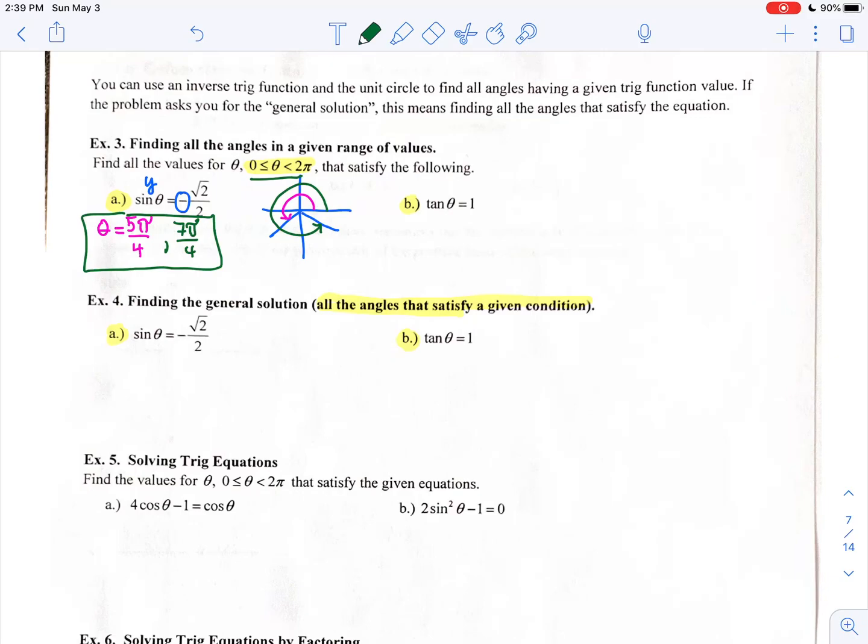For B, tangent of theta is equal to 1. We know tangent of theta equal to 1 gives us a reference angle of pi over 4 as well. So the reference angle is pi over 4. Which quadrants give us positive 1 as an answer for tangent? That would be an angle in quadrant 1, as well as, in All Students Take Calculus, the T being here. So tangent is positive in the third quadrant as well.